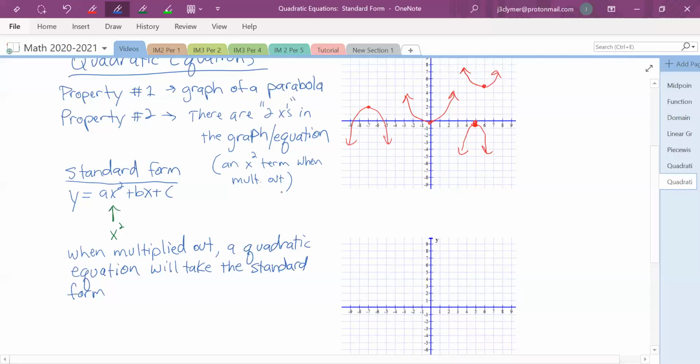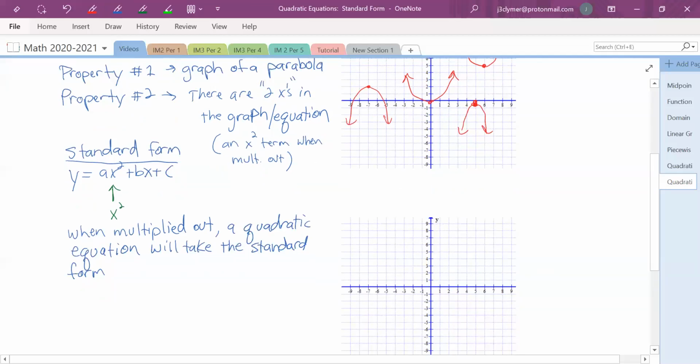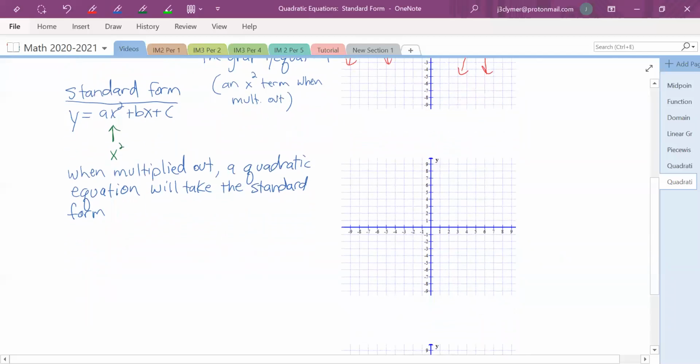So those are the two properties of a quadratic equation. And so what we want to be able to do in this particular video is to go from the standard form, which looks like this, and be able to graph it. Okay, so how do we graph it? So let's take a look at that. Graphing in standard form.